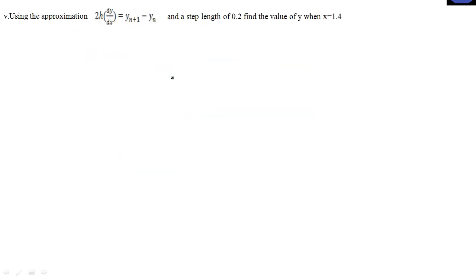Okay. In this slide, we're asked to use the approximation 2h dy/dx is equal to y_{n+1} minus y_{n-1} and the step length of 0.2 to find the value of y when x equals 1.4. This pretty much looks like Euler's method, but we're going to use what they gave us actually. So we know from the very first expression given to us that (x plus 1) dy over dx plus y.